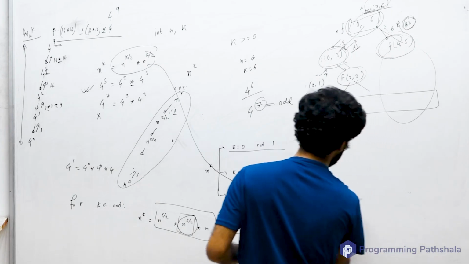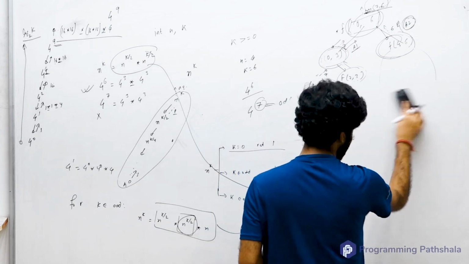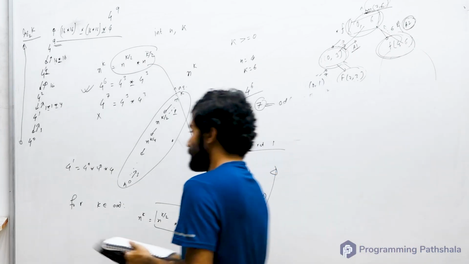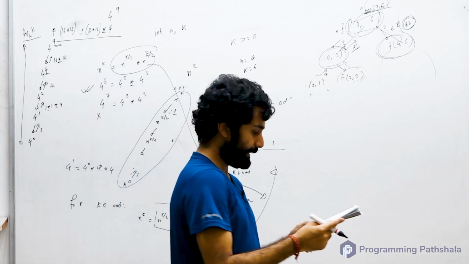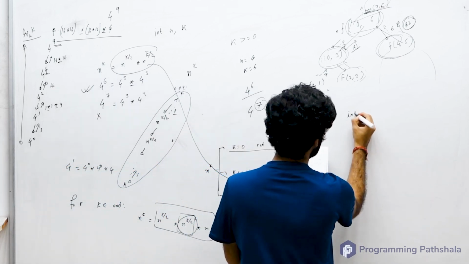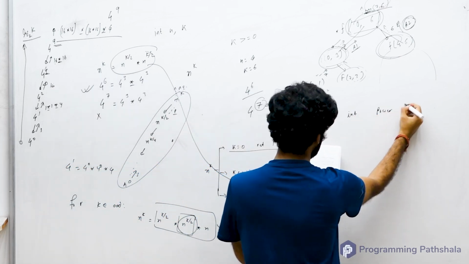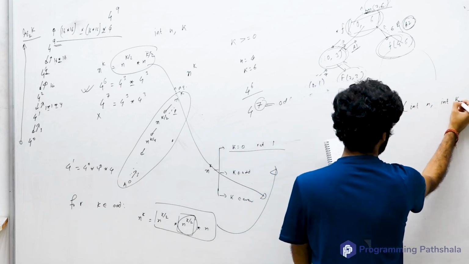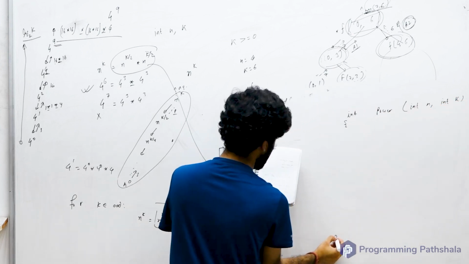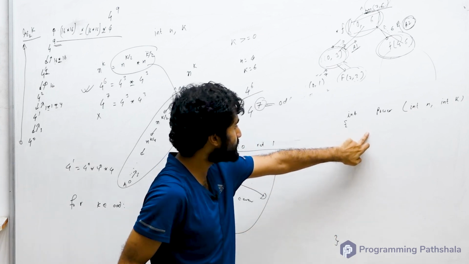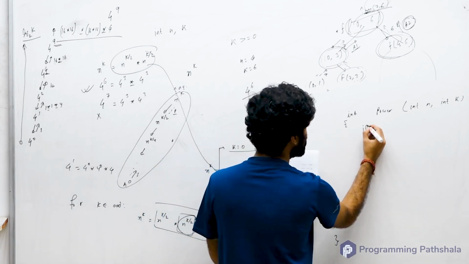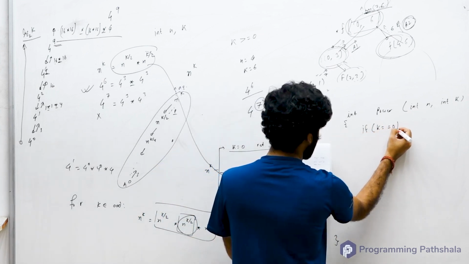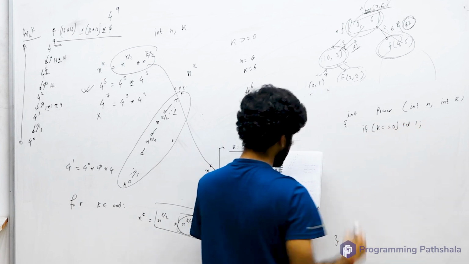Now let's say if I have to write the code for this, I'll very quickly write that as well. So how's that going to look like? Let's say I have a function int power, which takes in n and k. Now what should be my first condition? It should be my termination condition. So if my k is equal to 0, I should simply return 1.